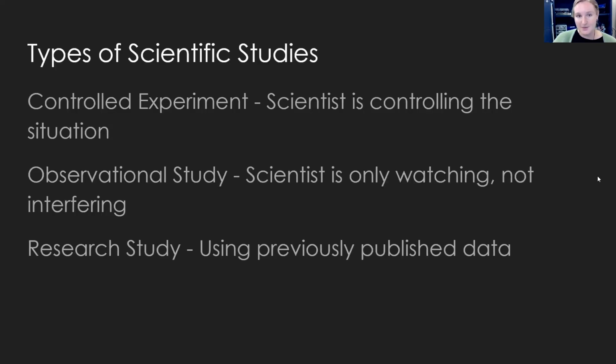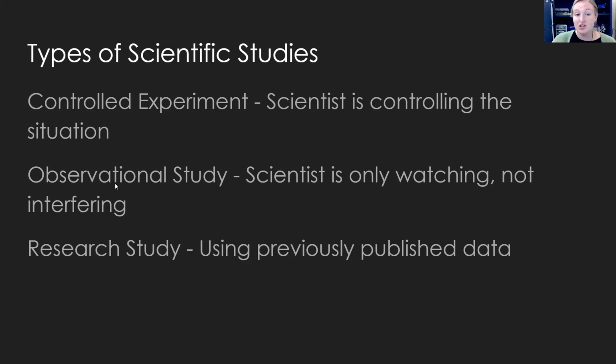All right, next up is our types of scientific studies. We have 3 different types: controlled experiments, observational studies, and research studies. Our first type, controlled experiments, is when we're going to have our variables. That's when the scientist is controlling the situation, manipulating the independent variable, measuring their dependent variable, and keeping other things controlled. So that's a controlled experiment.